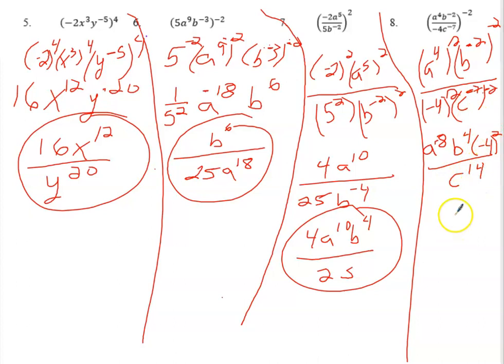Now we can go through and simplify. Negative 4 squared is 16. This a is going to go to the bottom since it's a negative exponent. B to the 4th stays at the top because it's positive. C to the 14th goes to the bottom as a final answer.